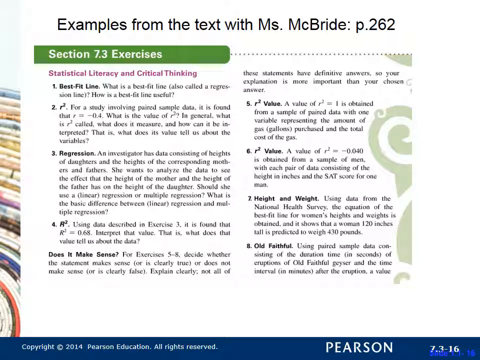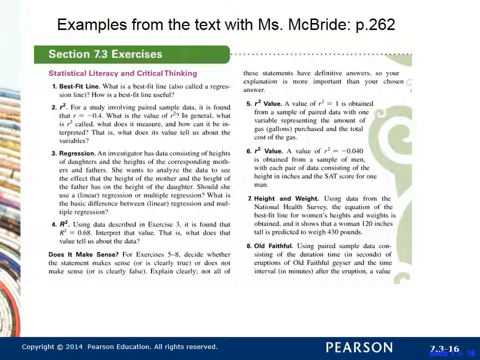And how can it be interpreted? So if R squared is 0.16, that means that 16% of my variability is accounted for. So it's not a very good predictor. That's a pretty low number.